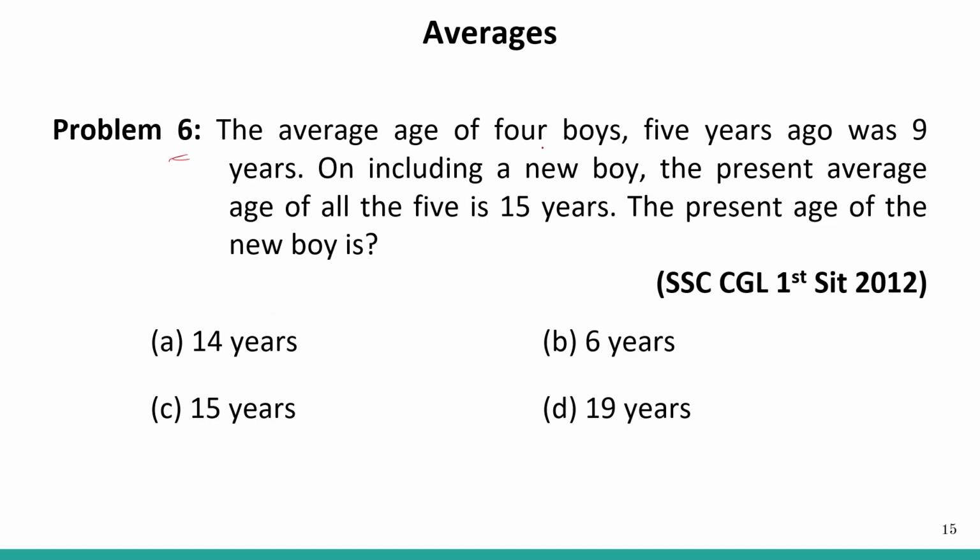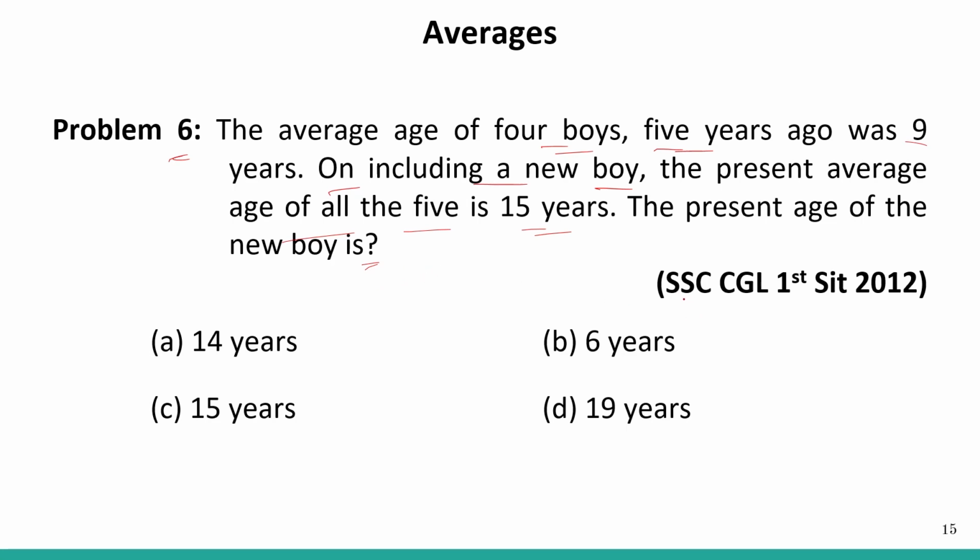The average age of 4 boys 5 years ago was 9 years. On including a new boy, the present average age of all the 5 is 15 years. So the present age of the new boy is what? What happened was the average age of 4 boys 5 years ago was 9 years. So 5 years ago, let their present age be X, Y.